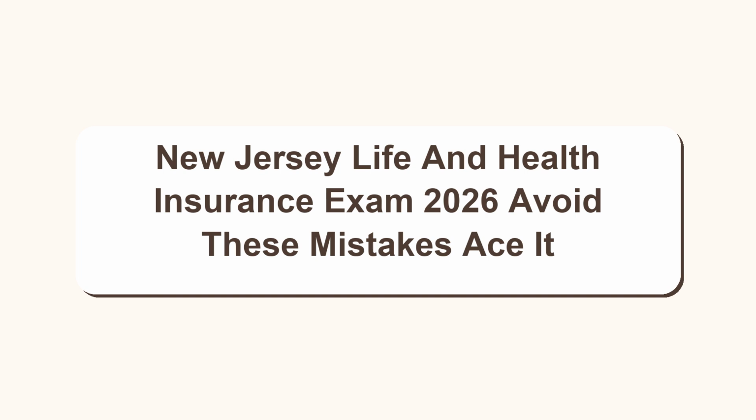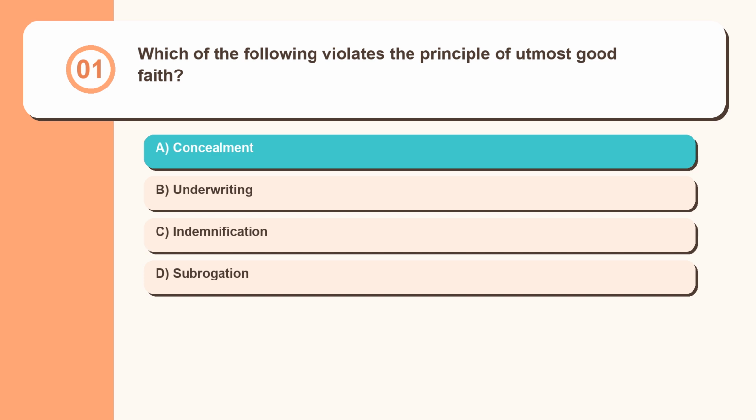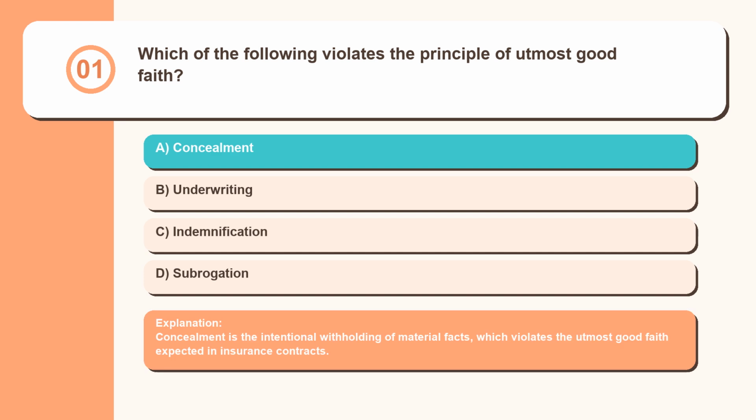New Jersey Life and Health Insurance Exam 2026. Avoid these mistakes. Ace it. Question 1. Which of the following violates the principle of utmost good faith? Concealment, underwriting, indemnification, subrogation. Concealment is the intentional withholding of material facts, which violates the utmost good faith expected in insurance contracts.